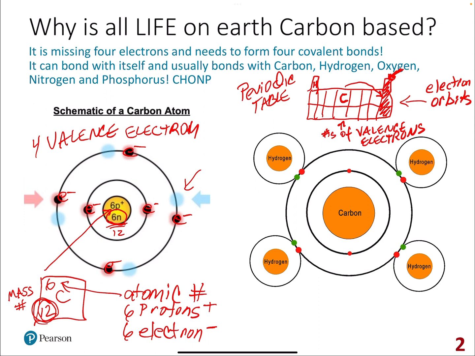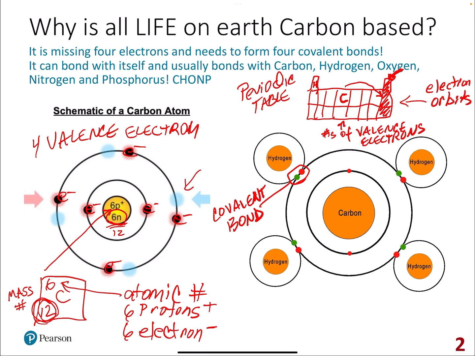And so how many is it missing? 4 electrons. Every electron that is missing, it will form a bond. Look at the right schematic and you can see that it has a red and a green dot. Those represent electrons. The red dot came from carbon. The green dot came from hydrogen. They share a pair of electrons. That is a bond. That's a chemical bond. And in this case, they're sharing an electron, so that is a covalent bond.